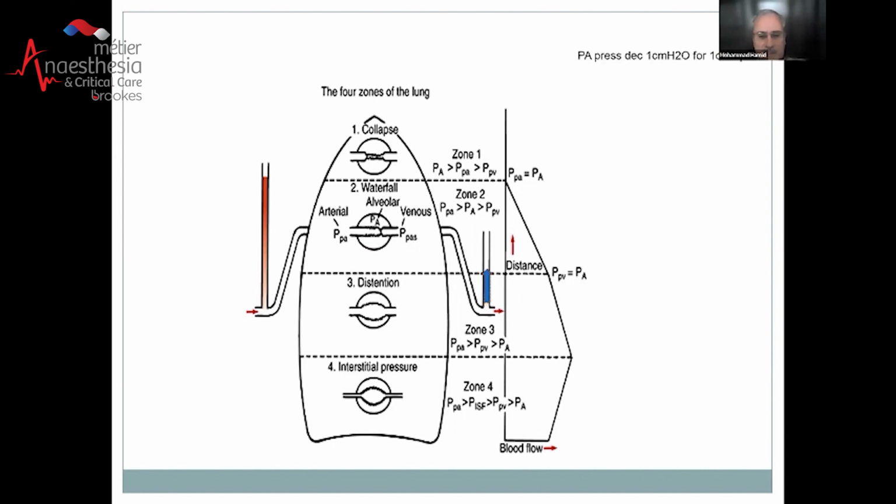There is a concept that there are only 3 zones. There is no 4th zone, but some say there is a 4th zone, which is the interstitial pressure zone. Arterial pressure is higher than the interstitial pressure, and most of the fluid in pulmonary edema collects in this zone. So this is the upright position.